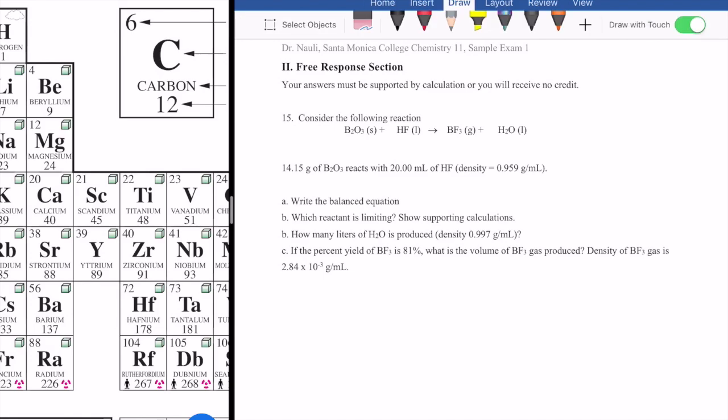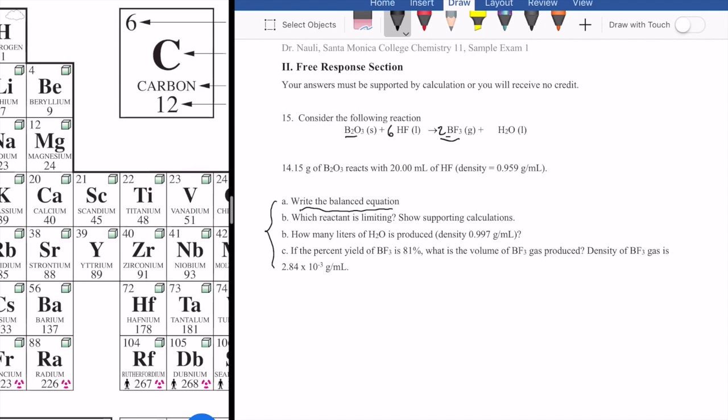Okay, let's look at the free response questions now in Chem 11 sample exam 1. The first free response question gives you a reaction and asks you to write the balanced equation. In this case, we have two B's on the left and one B on the right, so we put 2 right here. That would cause us to have 6 F on the right side, 2 times 3, so that means we need to have 6 HF here to make up 6 F.